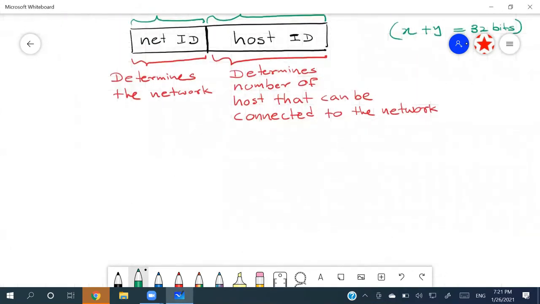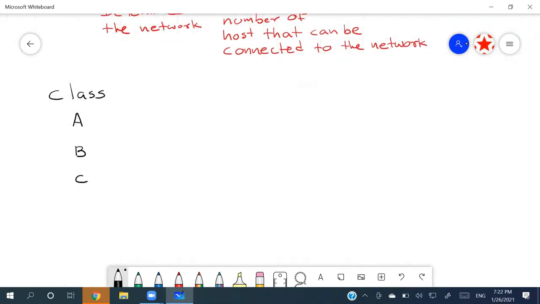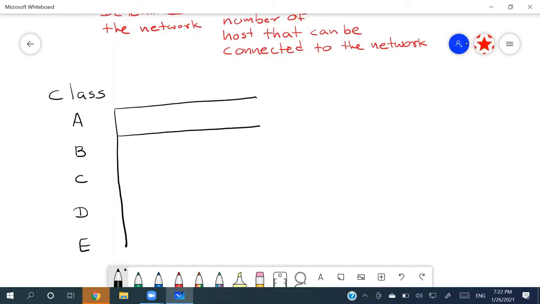So first let's recognize the classes. Now it is like this. So there are 5 types of classes in the network field. So it is recognized as A, B, C, D, and E. Right? So in these classes, the octets are arranged in a particular manner, right?